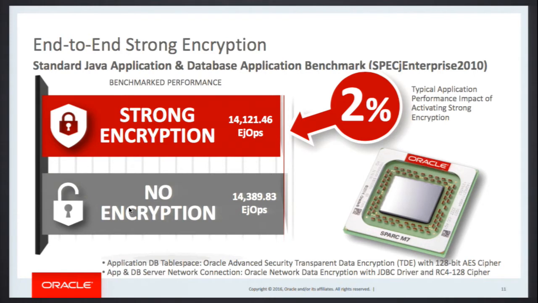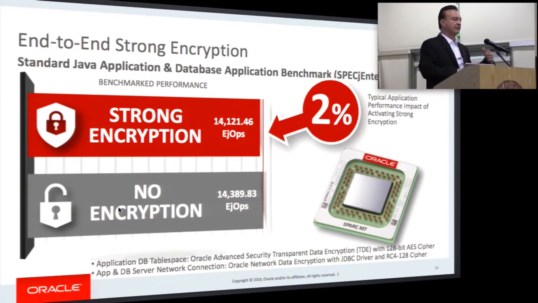This here is SPECjEnterprise. There's an application server and a database server. We encrypted all of the network, you can see at the bottom, and we encrypted all the data on the Oracle database using TDE. And the performance difference when we ran that benchmark was 2%. So the enablement is now basically you want security throughout your data center, throughout your cluster, throughout all your users.